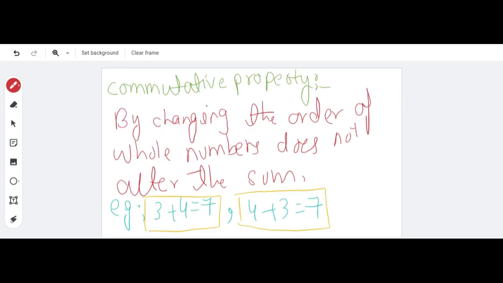Commutative property: changing the order of whole numbers does not alter the sum. If we just switch the places between 3 and 4, 4 and 3, the answer remains the same. This is the commutative property of addition.